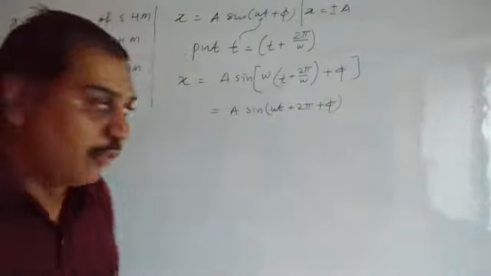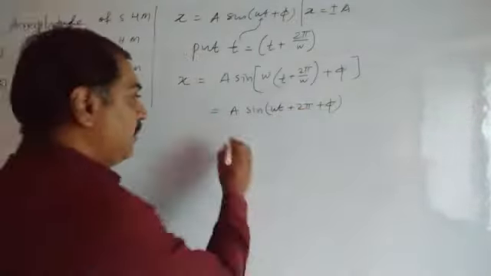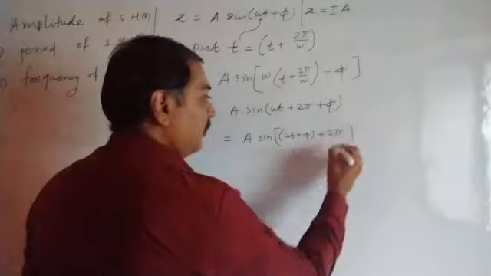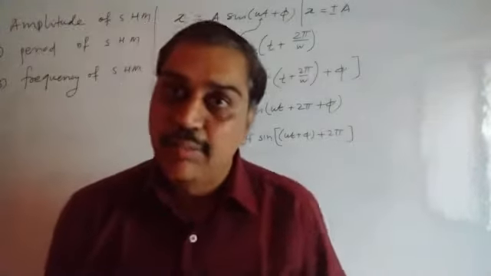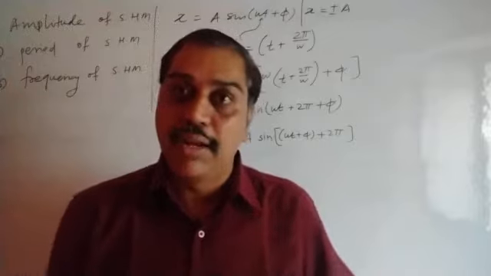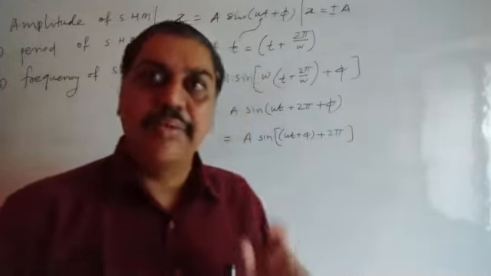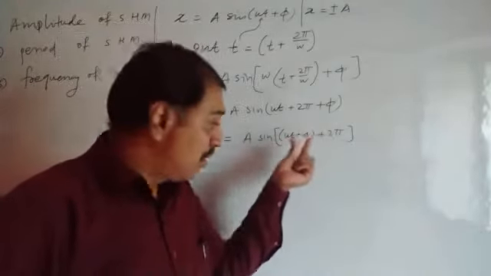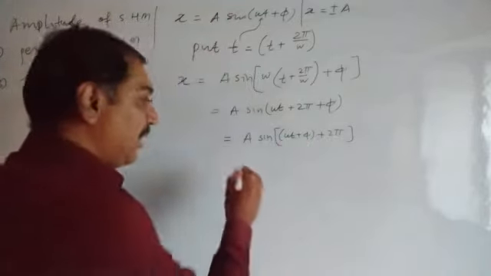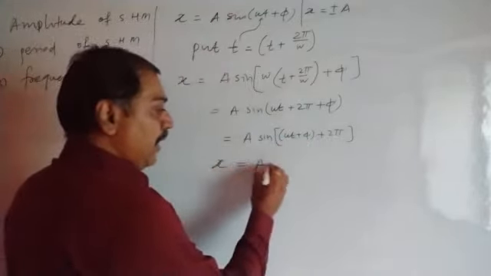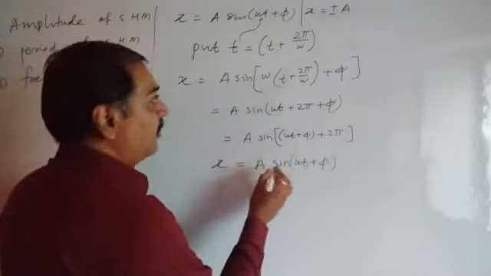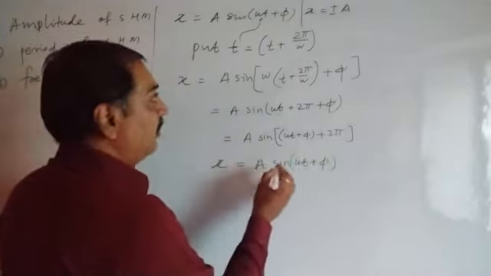Is that clear? So we can write the same thing as A sine of omega t plus phi plus 2 pi. Sine of 2 pi plus theta is what? There is a trigonometrical formula: sine of 2 pi plus theta is sine theta. In our case, theta is this. So sine of theta plus 2 pi is sine theta, meaning sine of omega t plus phi. We can write x equal to A sine of omega t plus phi. So we get this equation, which is similar to the initial equation from where we started.